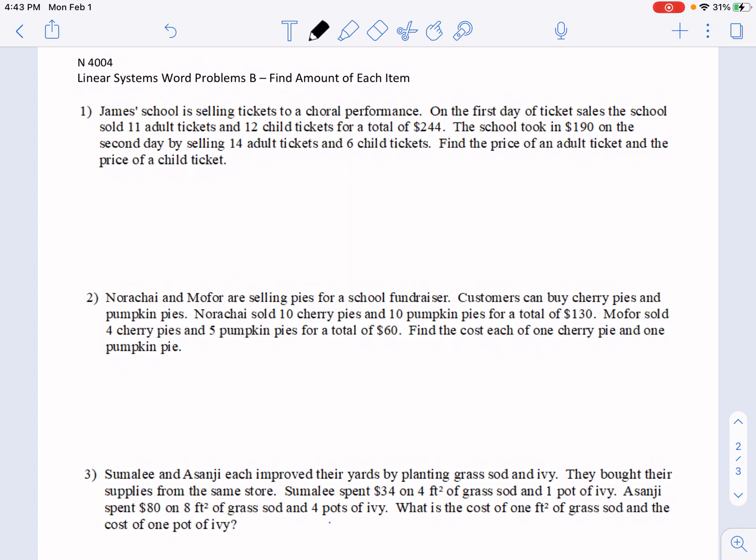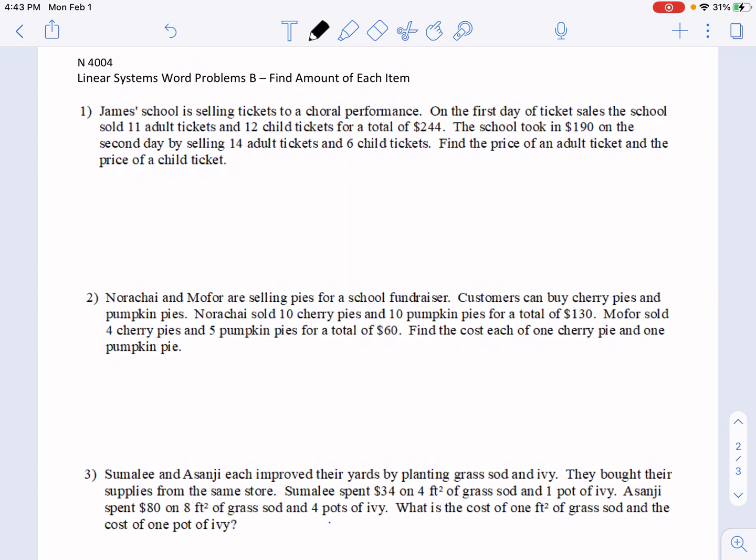Okay. Now, in this situation, we're looking at linear system word problems B, in which we're trying to find the amount of each item. Now, that could be the total number in terms of how many of each item we have. That could be the cost of each item. It just depends on the situation we're looking at.